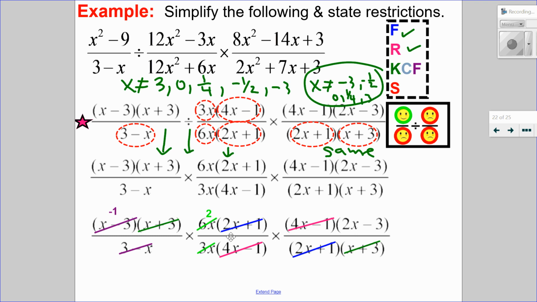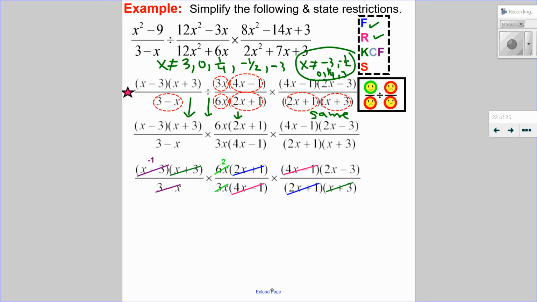So writing it all together, what I'm left with in the numerator, negative 1 times 2 is negative 2, 2x minus 3. All over, look, everything canceled. It's just 1. I don't have to put it over 1. Let's actually just write it like this. Negative 2 times 2x minus 3.